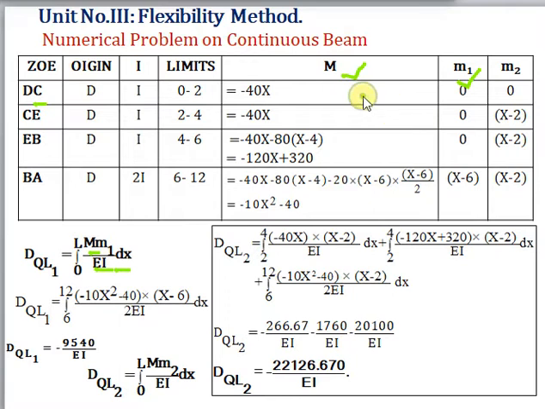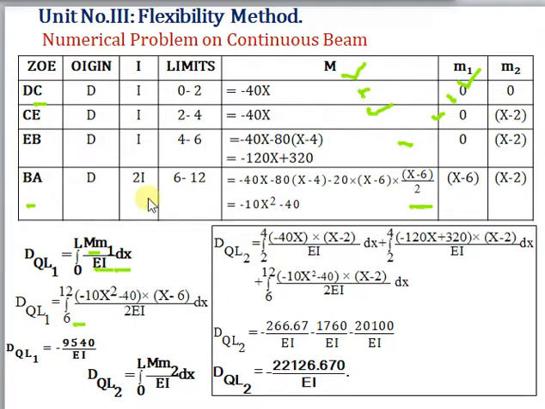Now for the first zone, this M1 is 0, so there is no need to consider the first zone. Then in the second zone, the value of M1 is again 0, so M1 into capital M becomes 0. And for the third zone, again M1 is equal to 0, so capital M into M1 is equal to 0. So there is a need to consider only the last zone, that is the BA zone. So let's consider the BA zone directly, because the other zones come out to be 0.